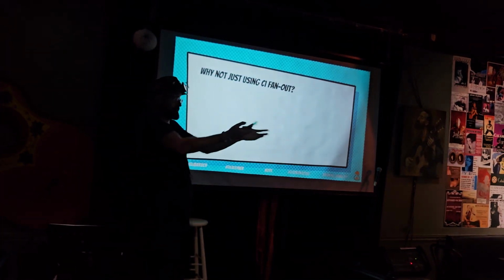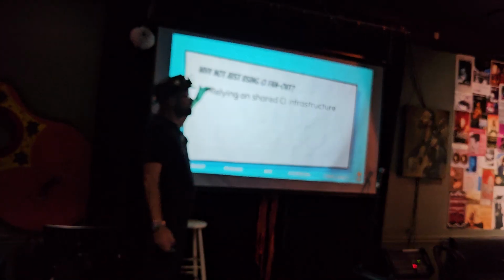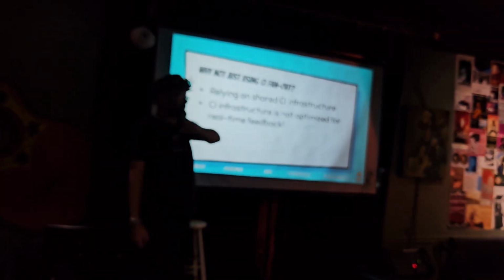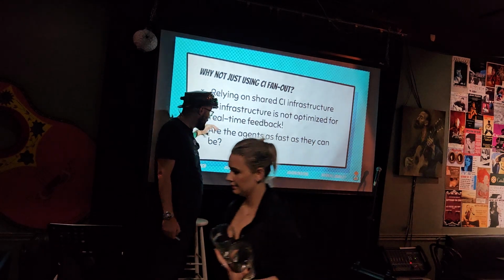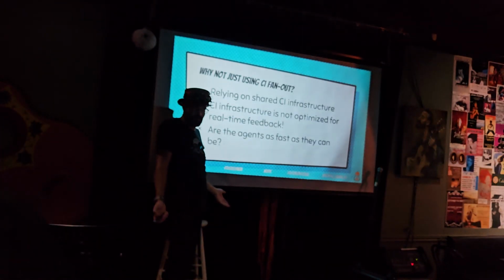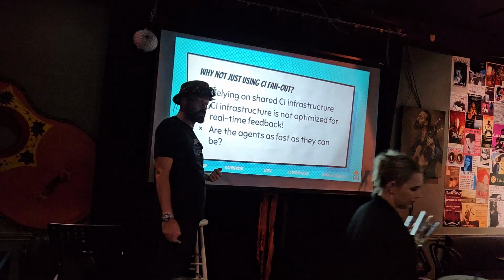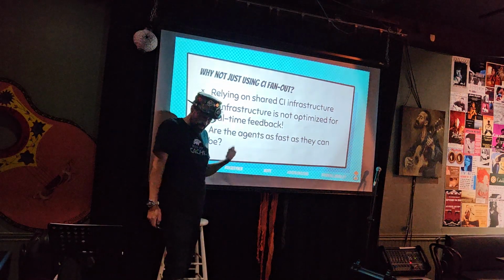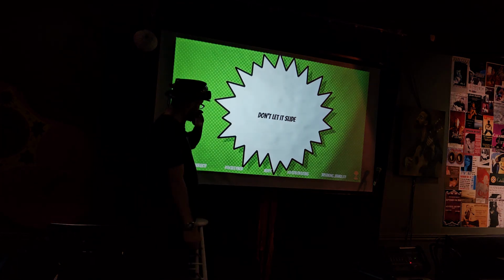Why not just use the CI infrastructure for it? You already have it set up. Because no one cares about how long the CI runs. So the CI infrastructure is usually not optimized for real-time feedback, and the agents are not as fast as they can be, because really, who cares? If it's synchronous feedback, you care about time, so don't use CI agents. Instead, use something like a test distribution feature to run this in the cloud.